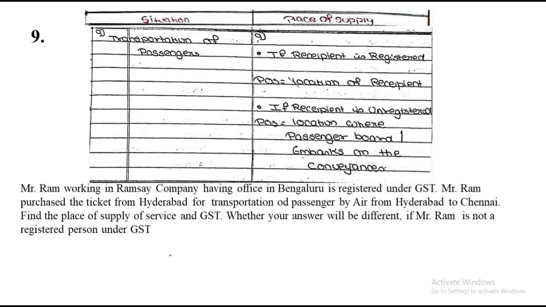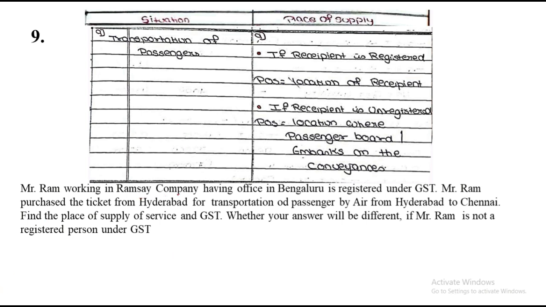We jump to the last situation. Situation number 9, transportation of passengers. Now under this, again a similar situation, if he is a registered recipient, the location of the recipient will be considered as the POS, and if not registered, the location where the passenger boarded or embarked the conveyance will be considered. So if the recipient is a registered person, his location is considered. If not, the place from where the conveyance was embarked will be taken.